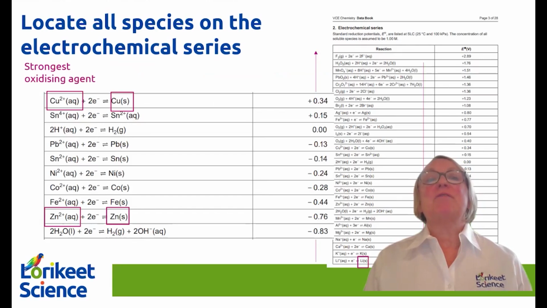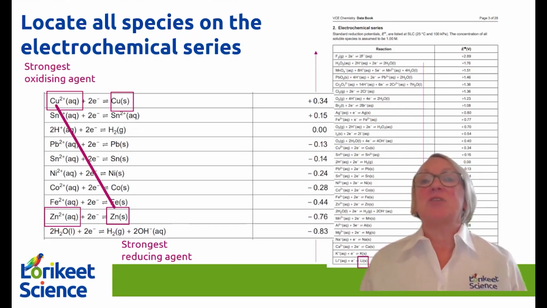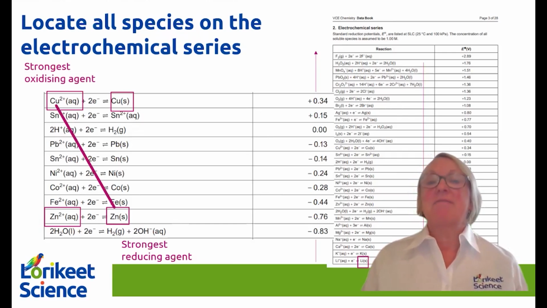and then you find the strongest oxidizing agent. So out of copper 2+ ions and zinc 2+ ions, copper 2+ ions are further up closest to fluorine. So copper 2+ ion is the strongest oxidizing agent. On the right-hand side, zinc metal is a stronger reducing agent than copper metal. And if we have a negative gradient between the strongest oxidizing agent and the strongest reducing agent, then we can have a spontaneous reaction.